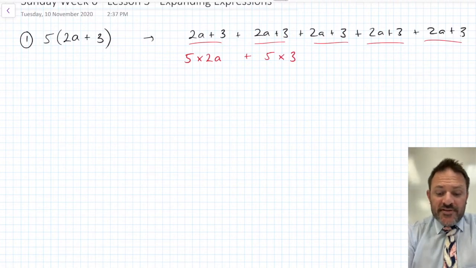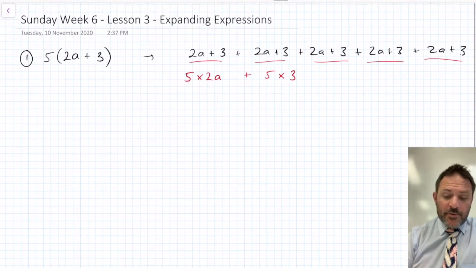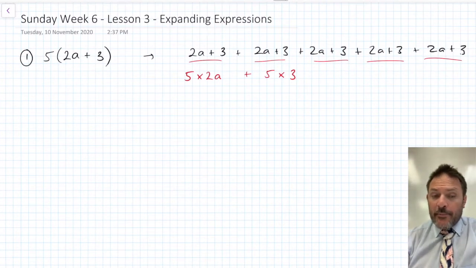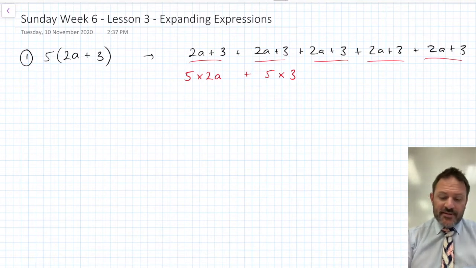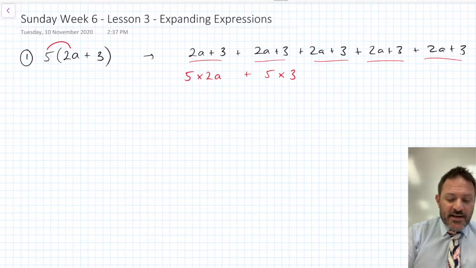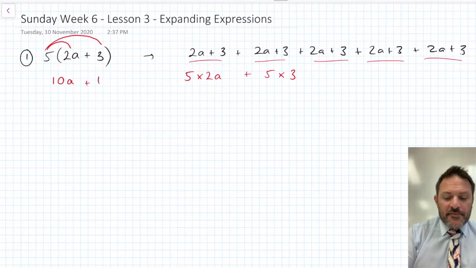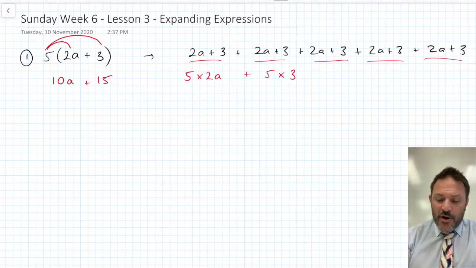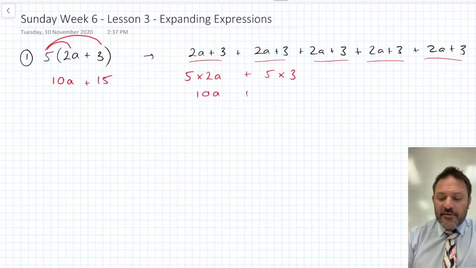Now, when you've done this previously in class, I know for my methods, for example, I call it the rainbow effect. A lot of people will call it distributing or binomials, all different stuff, right? We say 5 lots of 2a, which is 10a, and we say 5 lots of 3, which is 15. And you can see that's over here exactly what I would have.